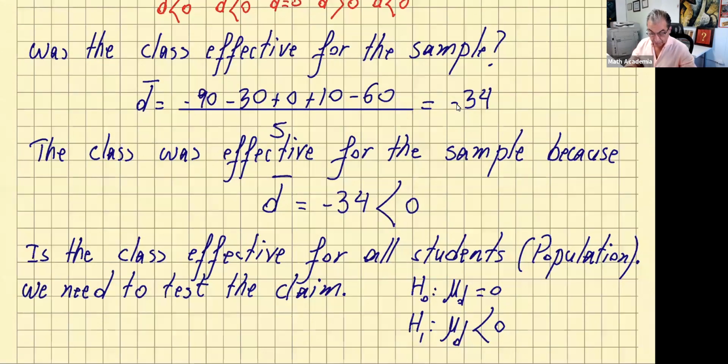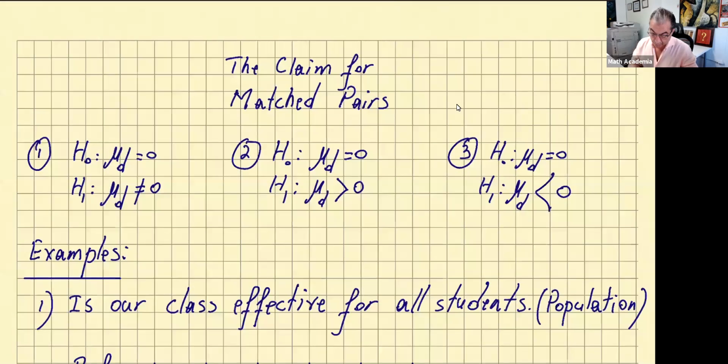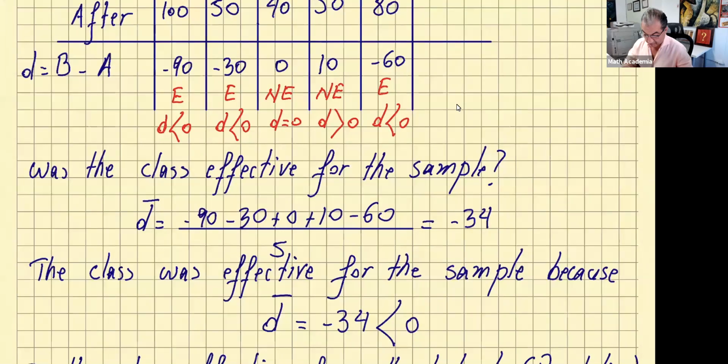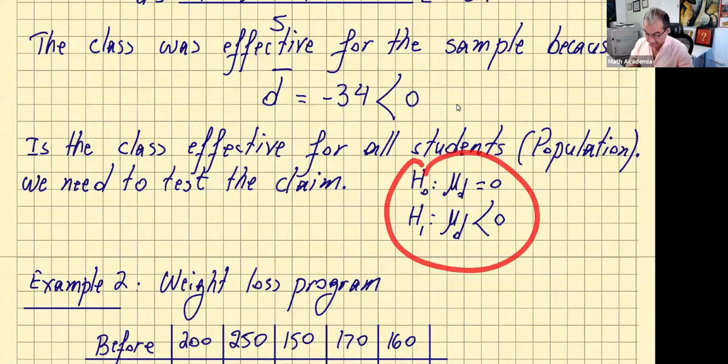So which claim do we pick? We want to show that the average of the population is negative, because if this claim takes over and I can show that the population mean, mu sub t, is less than 0, then I can say, yes, I have enough evidence to support the claim that my class is effective for all subjects. So that's the claim we pick in this case.